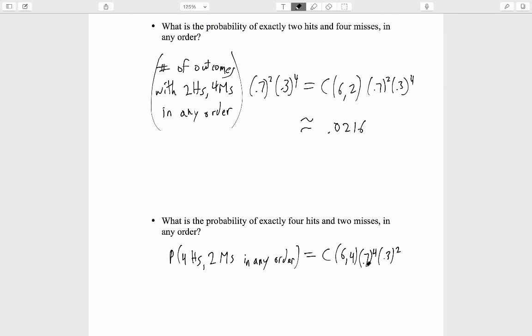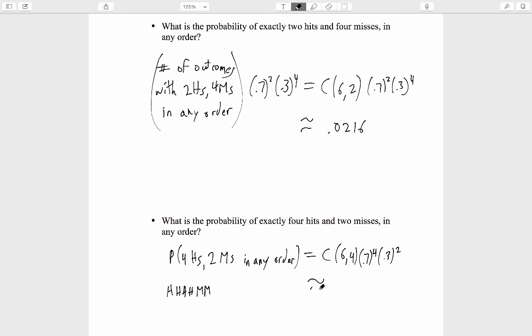The contrast is now crucial. 0.7 is now raised to the 4th power, not to the 2nd power, because there are 4 hits, not 2 hits. Similarly, 0.3 is now raised to the 2nd power, because there are 2 misses, not 4 misses. A typical word here looks like hit, hit, hit, hit, miss, miss, hence the 4 copies of 0.7 and the 2 copies of 0.3, but there are many other words with 4 H's and 2 M's, and we add up all of their contributions to the total probability of this event.